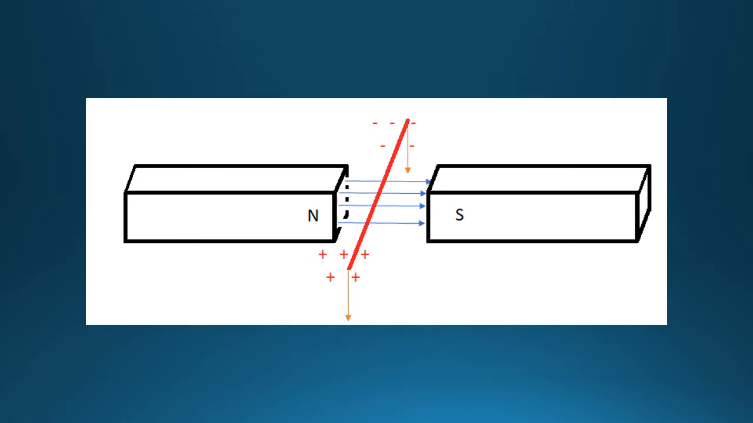The faster the wire is moved downwards, the more EMF is induced. The voltage produced depends on the rate at which the magnetic field is being cut. Magnetic flux is the product of the average magnetic field times the perpendicular area that it penetrates.